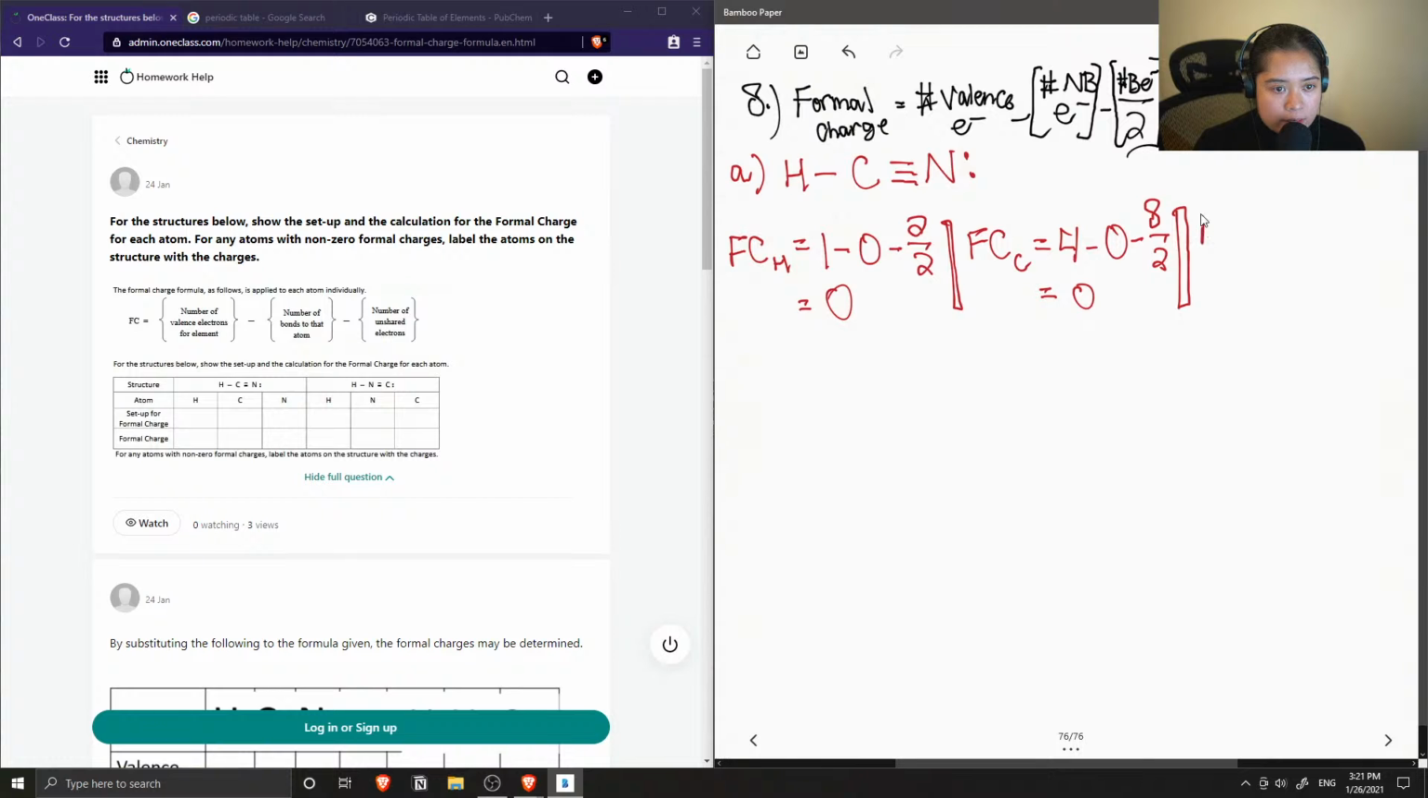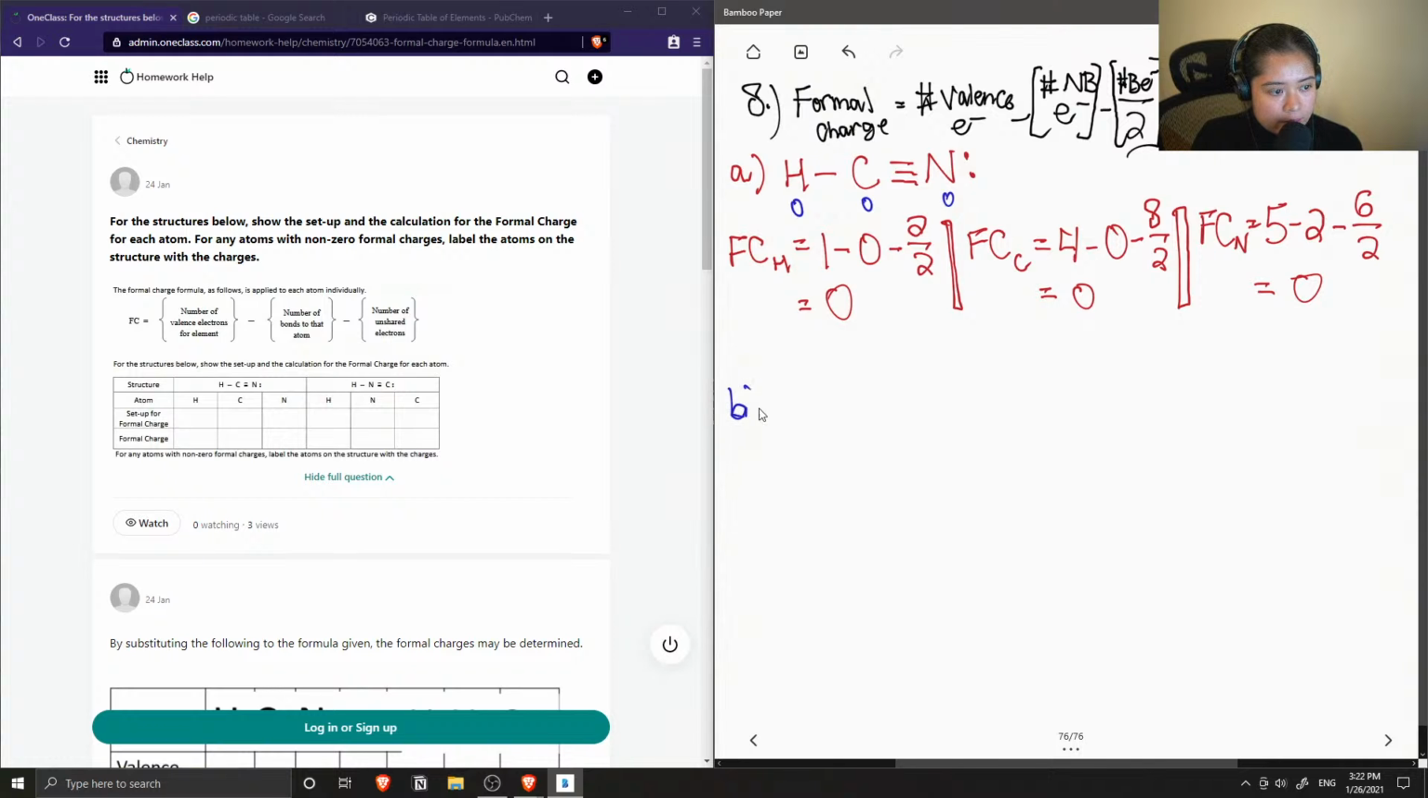And now let's do the same thing for nitrogen. Nitrogen has 5 valence electrons, and this time there's a lone pair on the nitrogen. So we put 2 non-bonding electrons, and there are 3 bonds to the nitrogen, so there are 6 bonding electrons in total, divided by 2. So 5 minus 2 minus 3 is 0. So then I'll just write all their formal charges below the atoms, 0, 0, 0.